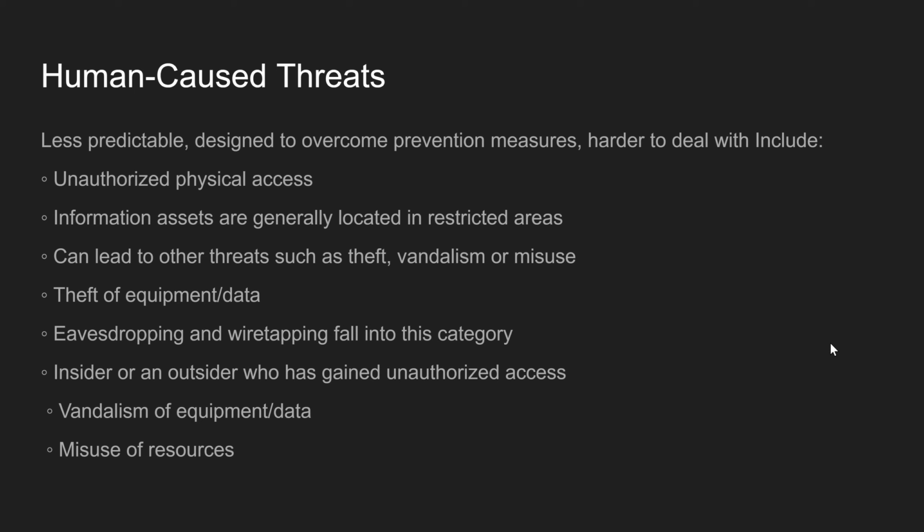Human-caused threats. Less predictable, designed to overcome prevention measures, and harder to deal with. Includes unauthorized physical access. Information assets are generally located in restricted areas, and access can lead to other threats such as theft, vandalism, and misuse. Theft of equipment or data, eavesdropping, and wiretapping fall into this category, by an insider or an outsider who has gained unauthorized access, as do vandalism of equipment or data and misuse of resources.